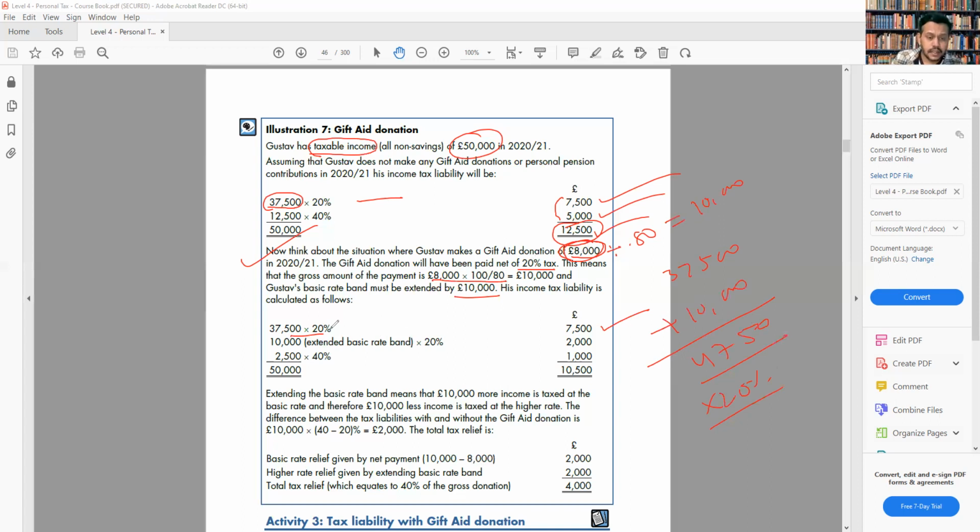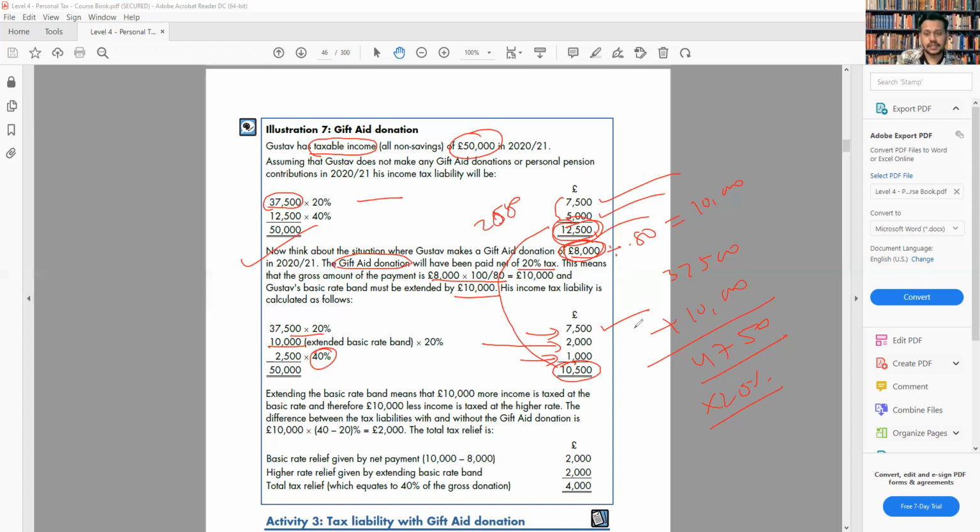So another 10,000, I pay 20% because of the gift aid. It has extended my basic band. Then the remaining 2,500 will be at the higher rate, that is 40%. And this is the tax. Now you can see here, if I make the gift aid donation, my total tax liability is 10,500. If I don't make the gift aid donation, my total tax liability is 12,500. So how much am I saving? 2,000 here.